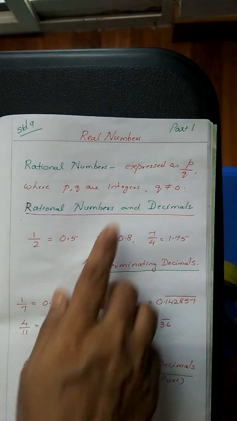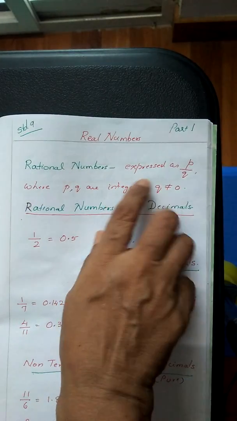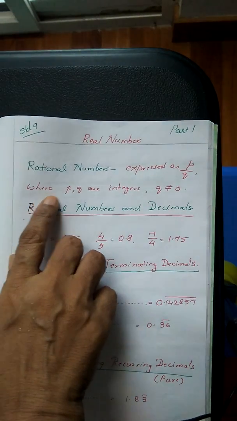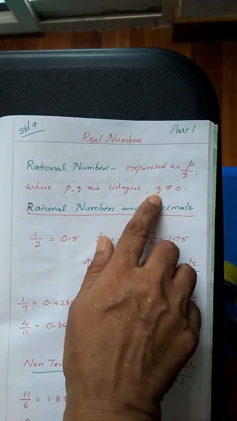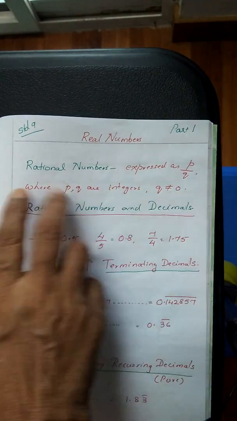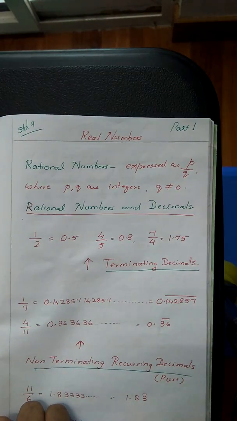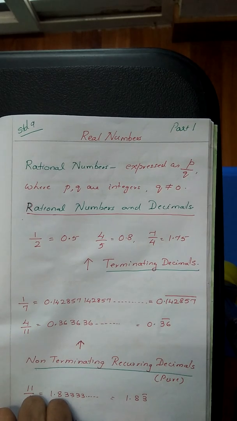Rational numbers: any number which can be expressed as p by q, where p and q are integers and q is not equal to 0, is a rational number. And real numbers also consist of irrational numbers, which we are going to learn this year.